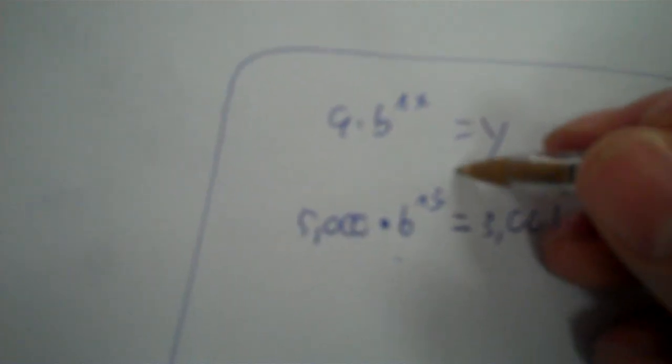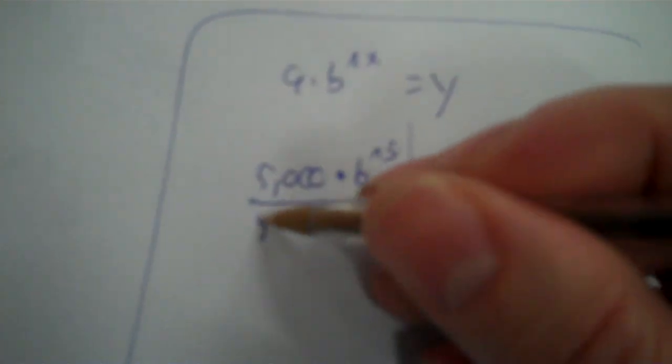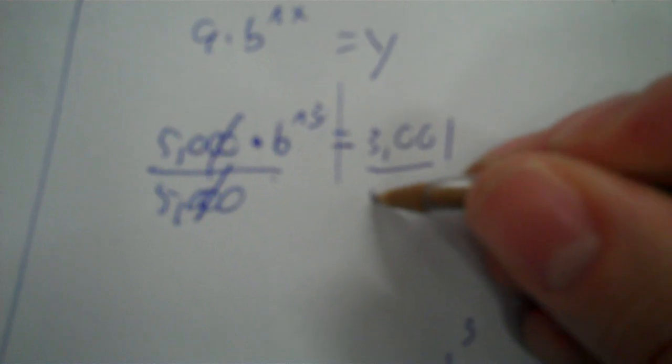So linear properties means you got to get rid of the times 5,000. So you divide by 5,000. So b to the third is 3,061 divided by 5,000, which is 0.61. Then you're going to apply the radical 3. That's how you cancel out a power. That's the opposite of a power. 3 second caret 0.61 is 0.85. So that's your b value.